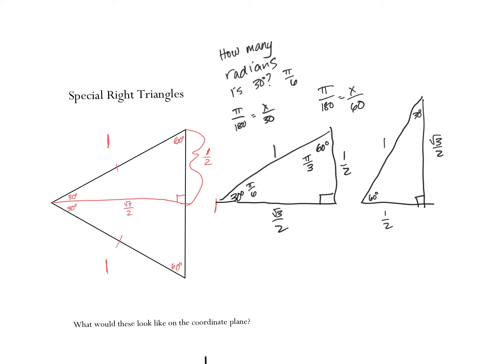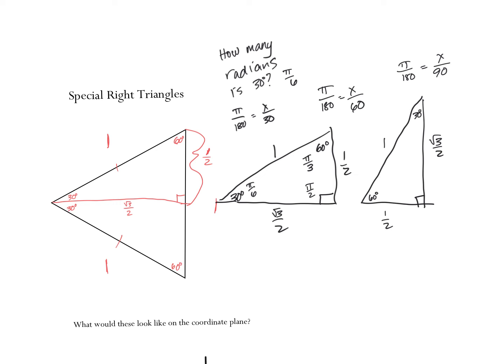What about 90 degrees? What do you think that's going to be? Pi over 180 has to equal something out of 90. Pi over 2. Interesting. Cool. That's going to come into play a lot tomorrow, or Wednesday.